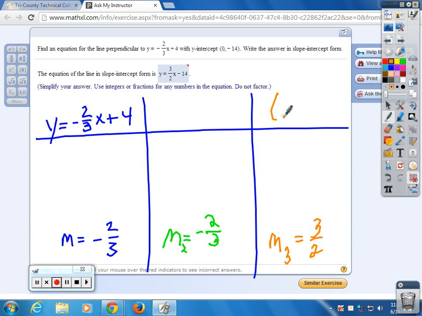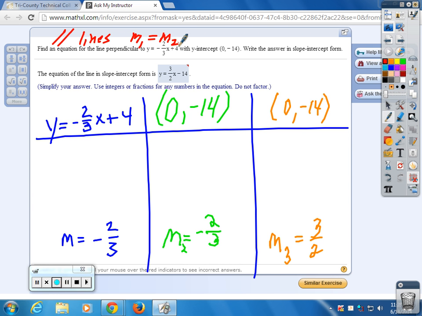And we have 0, negative 14, and so on. Perpendicular lines, you always do the opposite reciprocal. Oh, I forgot to write that rule again. Parallel lines: m sub 1 is equal to m sub 2. And perpendicular lines: m sub 1 times m sub 2 is equal to negative 1.